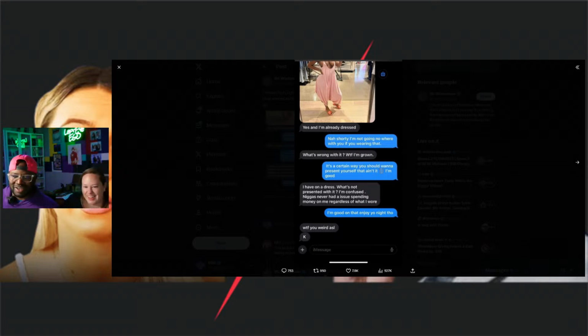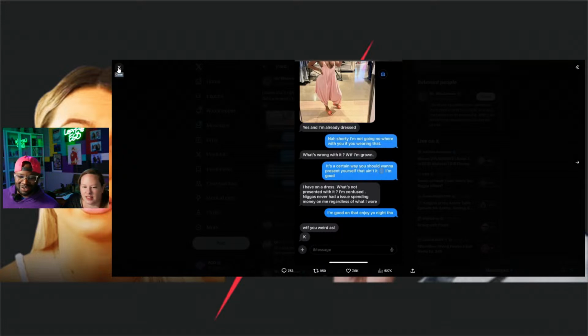She's like, I'm already dressed. He's like, nah, shorty, I'm not gonna go nowhere with you. You wearing that. What's wrong? I'm grown. It's a certain way you should want to present yourself. That ain't it. Trash. I'm good. I have on a dress. What's not consented with it? I'm confused. Ninjas never had an issue spending money regardless of what I wore. I'm good on that and enjoy your night.